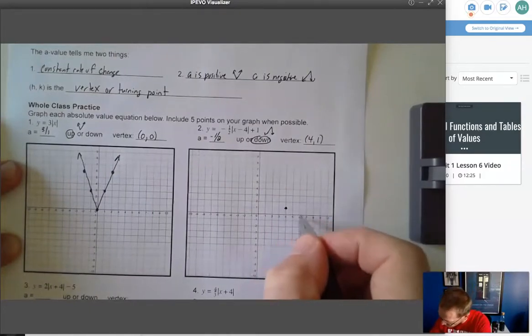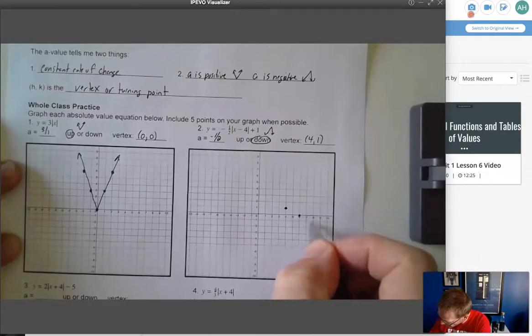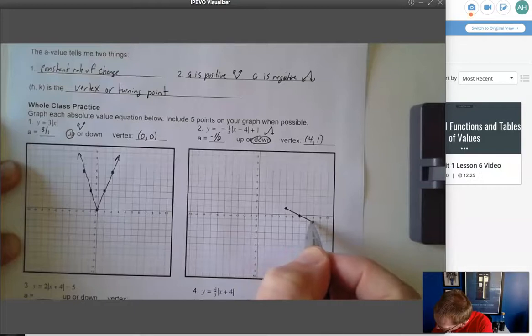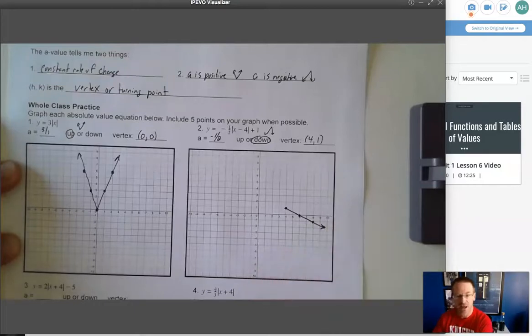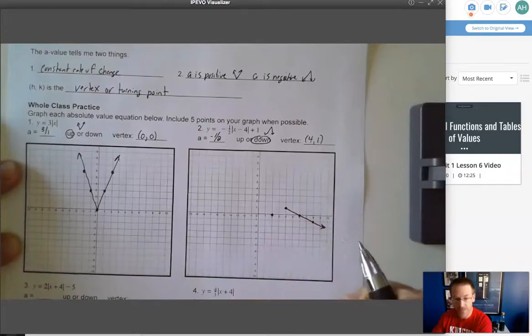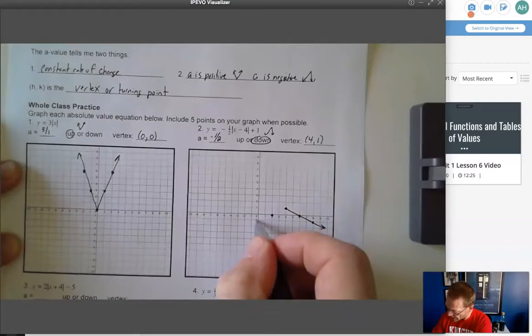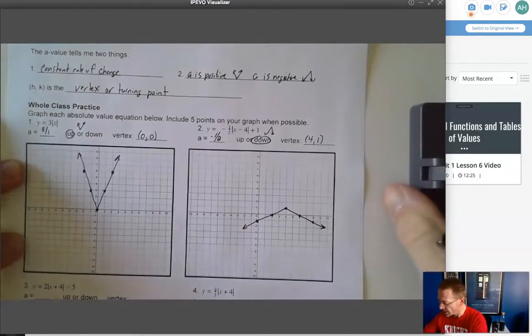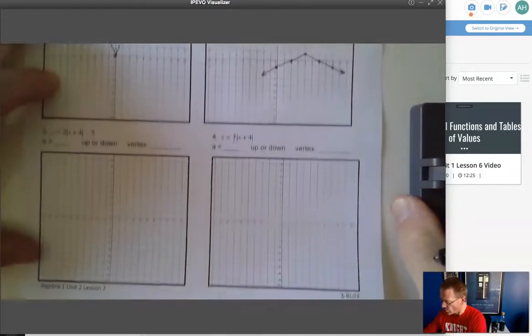So I'm going to go down 1 to the right 2, down 1 to the right 2, and then I get this part right here. But I know I need that other half of the V. So I'm going to go down 1, and I'm just going to go in the opposite direction now and go back 2. I'm going to go down 1 and back 2. And there is that guy.